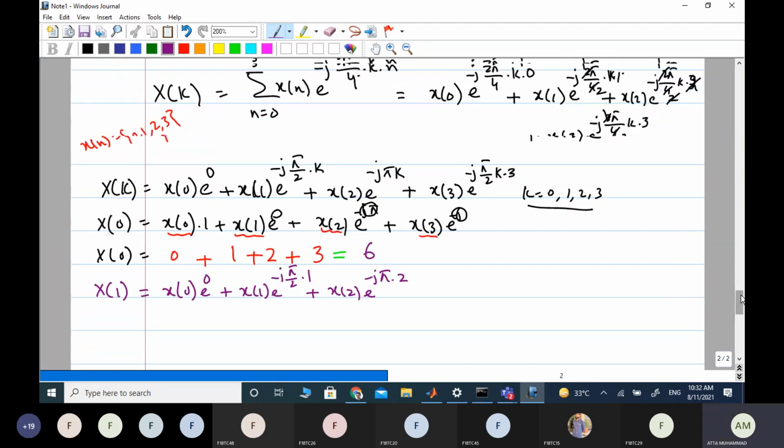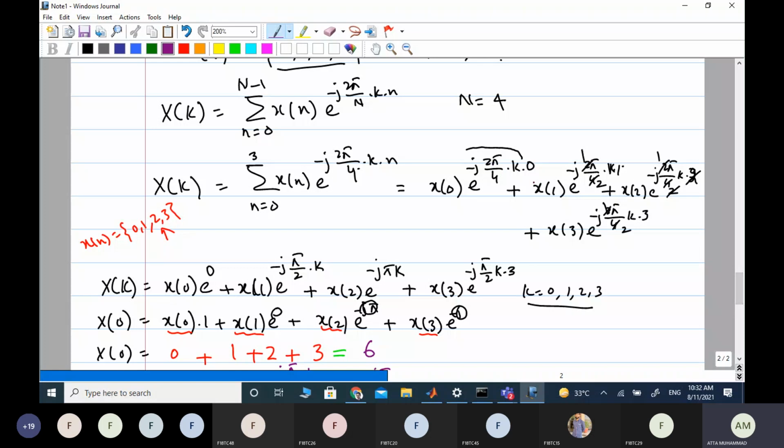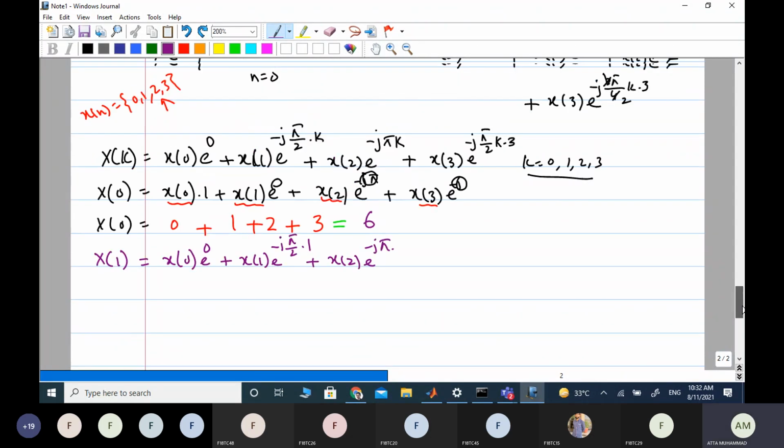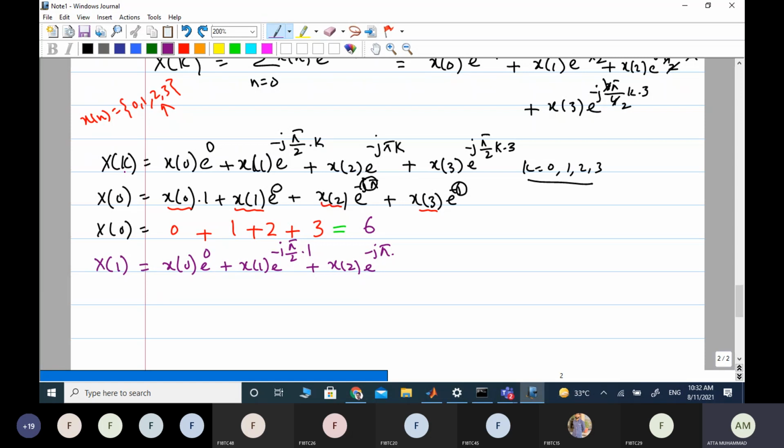Let me see if I have made a mistake. I don't think so. Pi by 2 and this get cancels j pi. So okay. Now because k is 1, we have to put 1 each time, right? You can see from here that we have replaced this k with this 1. So wherever there is k, we have to replace it with 1.